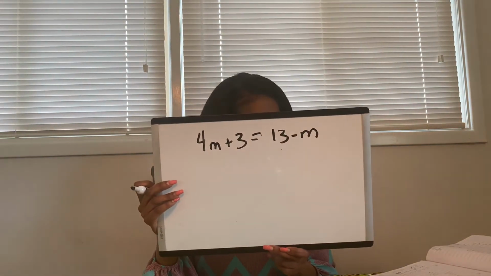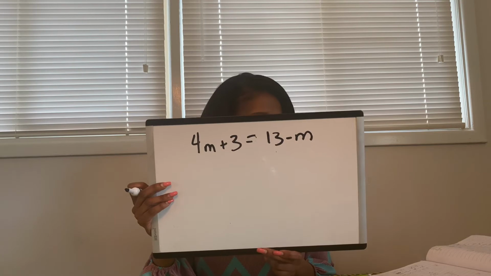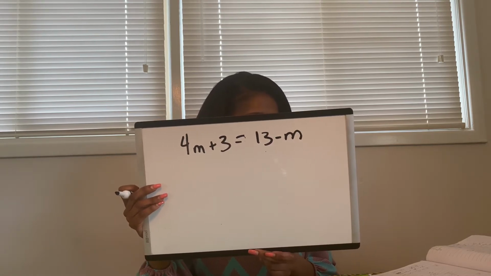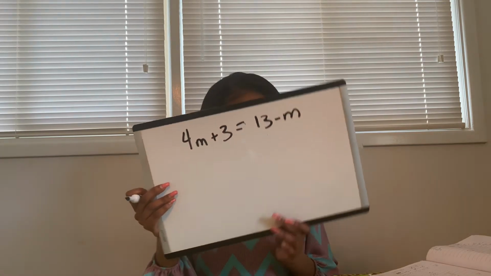This time I think, here we go: 4m plus 3 equals 13 minus m. All right, so let's work this one together. This time I think I will walk you through the process while I am also working it myself. That might make it a little easier.